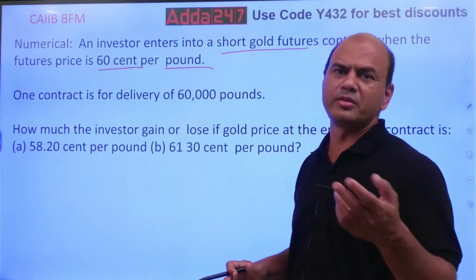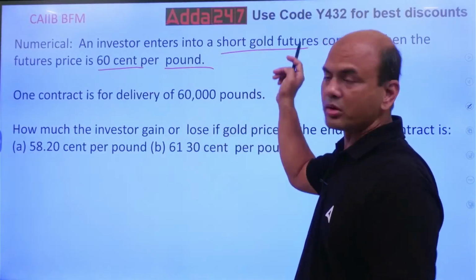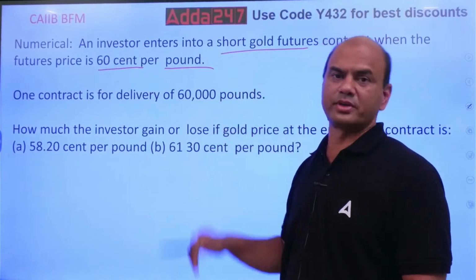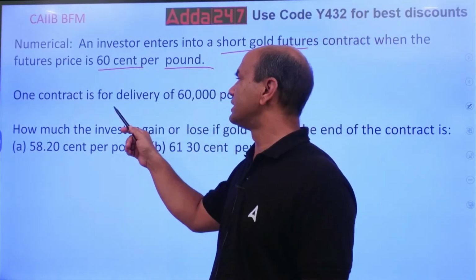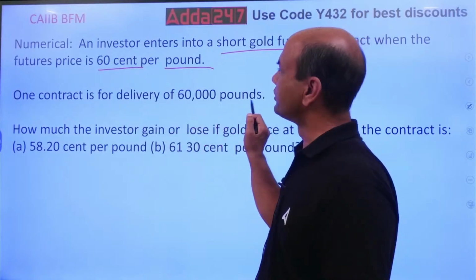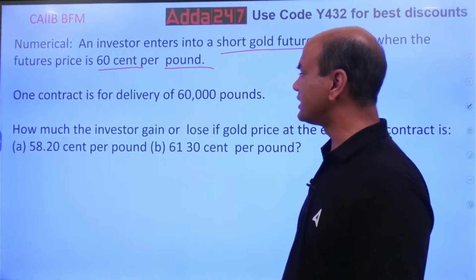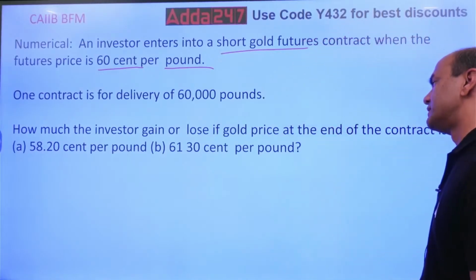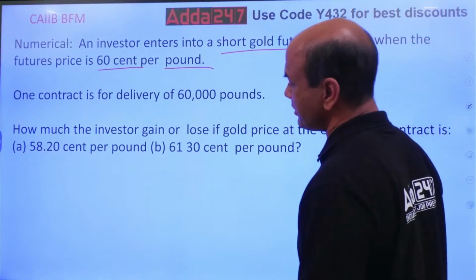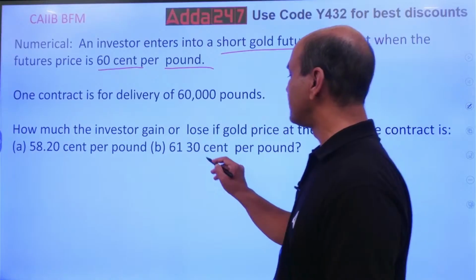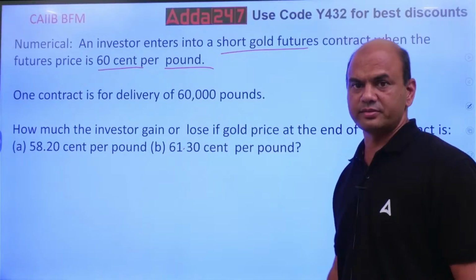It can be gold, it can be dollar, it can be stocks, it can be anything. So the commodity is not important. The transaction is important. So 60 cent per pound. One contract is delivery of 60,000 pounds. How much will the investor gain or lose if the gold price at the end of the contract is 58.2 cents per pound, and second, 61.3 cents per pound? So two cases are given over here.